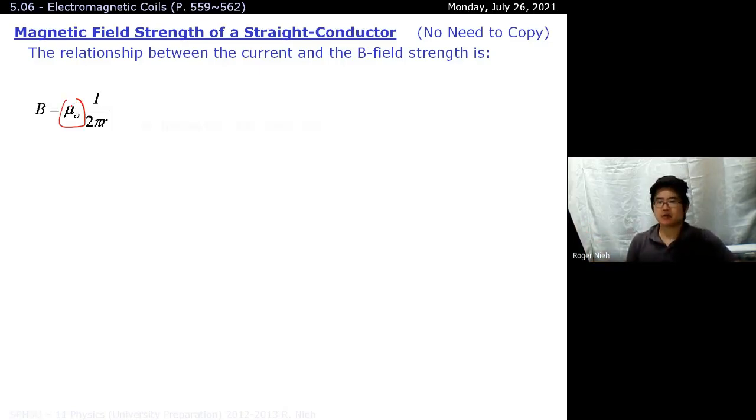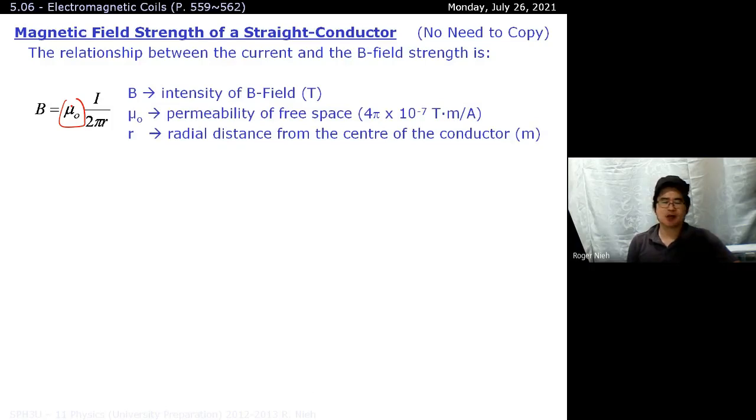First off, if you're wondering what these units all mean, mu naught is a constant. It's known as the permeability of free space. It's a constant of 4 pi times 10 to the negative 7 Teslas times meters per ampere. We'll cover that in grade 12. Just know that it's a constant, a fixed value. I is the current that's passing through the conductor, and it's divided by 2 pi r.